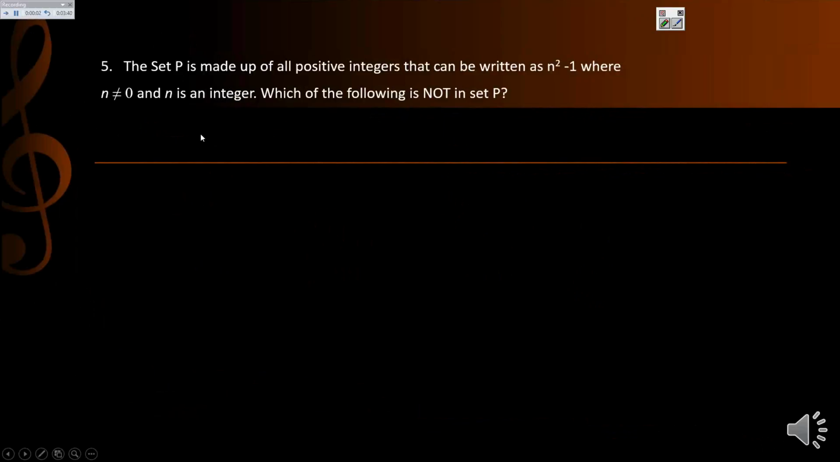Another question. The set P is made up of all positive integers that can be written as n squared minus 1, where n does not equal 0 and n is an integer. Which of the following is not in set P? Well, if set P is made up of all positive integers, why is this not? Because, remember, 0 is neither negative nor positive, and so A would be our answer. And it's just right there in your answer. You just have to think about it because this is a lot of logic problem.